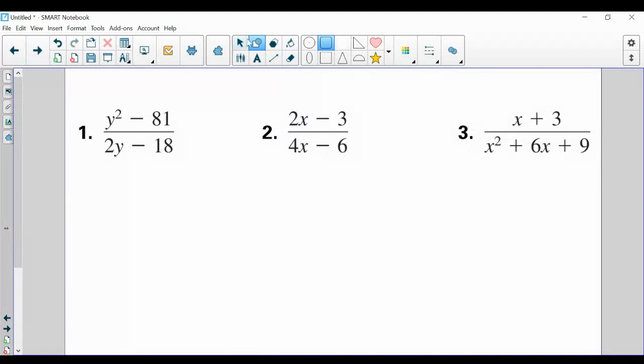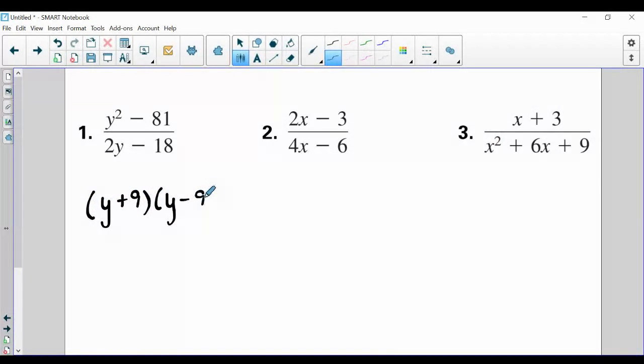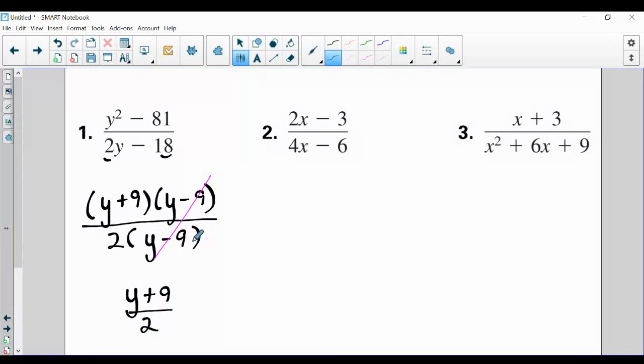I'm going to do 3 more examples with you. Let's see if we can factor and reduce any of these fractions. In number 1, on the numerator, we have the difference of 2 perfect squares. So we'll get y plus 9 times y minus 9. In the denominator, there's a GCF of 2. They're both divisible by 2. We'll factor that GCF out, and we have y minus 9 remaining in the parentheses. Let's go ahead and reduce the common factors. And our final answer is y plus 9 divided by 2.